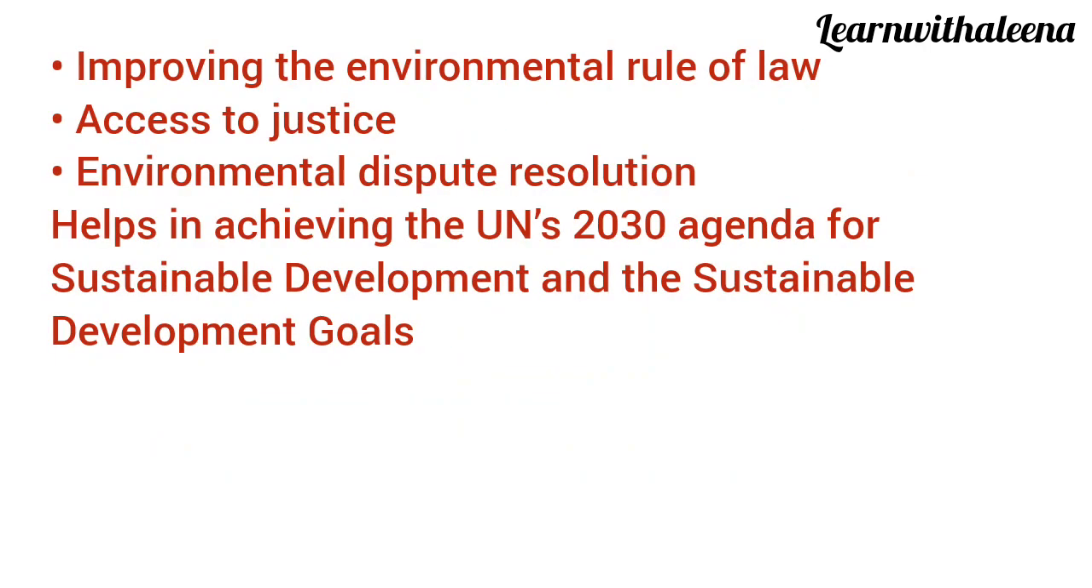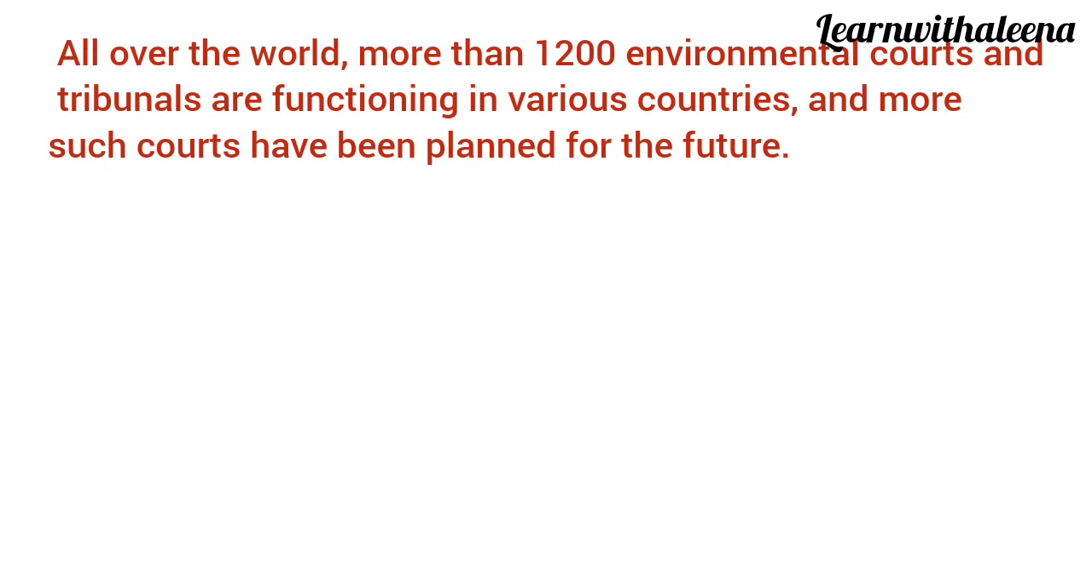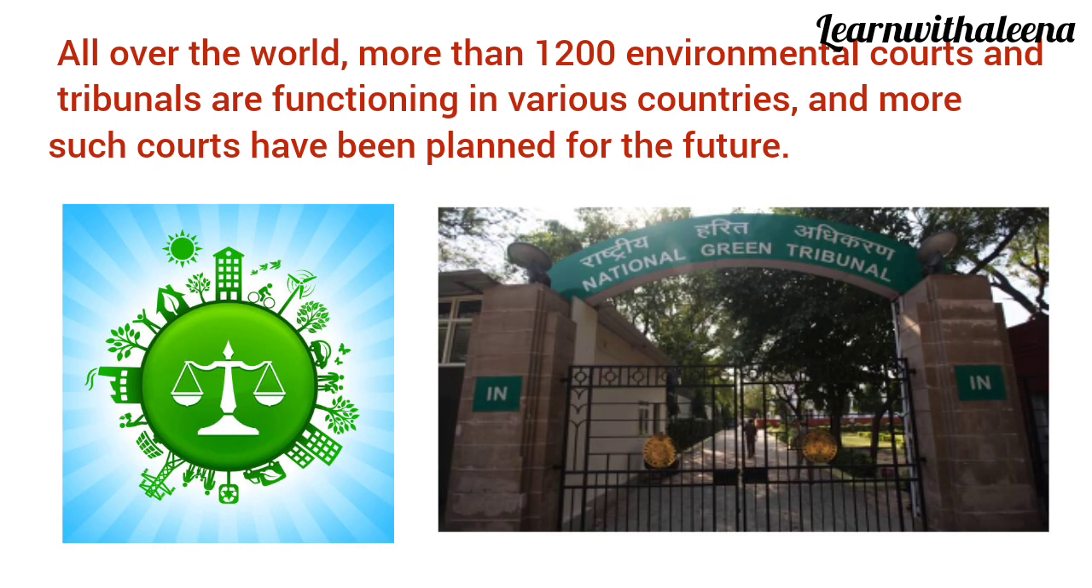This mainly includes improving the environmental rule of law, access to justice, and environmental dispute resolution. It is essential in achieving the UN's 2030 Agenda for Sustainable Development and the Sustainable Development Goals. The SDG goal of 16, which indicates peace, justice, and strong institutions to be provided at every level. All over the world, more than 1,200 environmental courts and tribunals are functioning in various countries, and more such courts have been planned for the future.